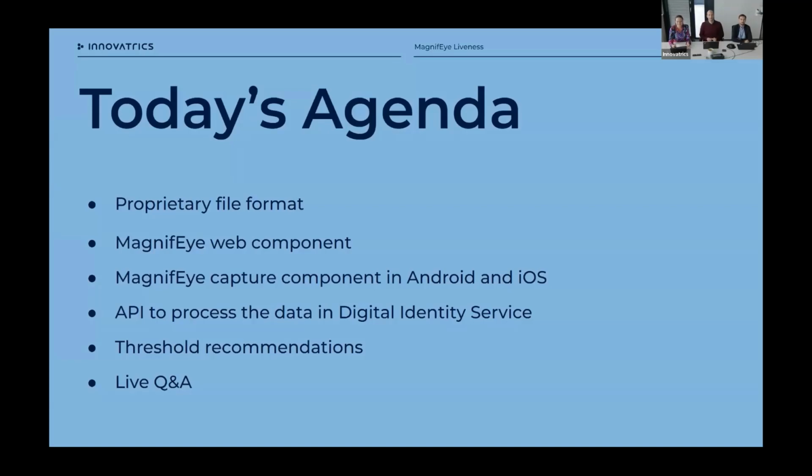Thank you, Jana. So in today's webinar, we'll be presenting the MagnifEye Liveness detection. We'll present the new proprietary file format, which we developed for communication between the client and the server. Then we'll go on with the presentation of the client components, first the web, then the mobile. After that, we'll show the backend API to process the collected data in digital identity service. We'll give you also some threshold recommendations for this algorithm, and then will be the Q&A.